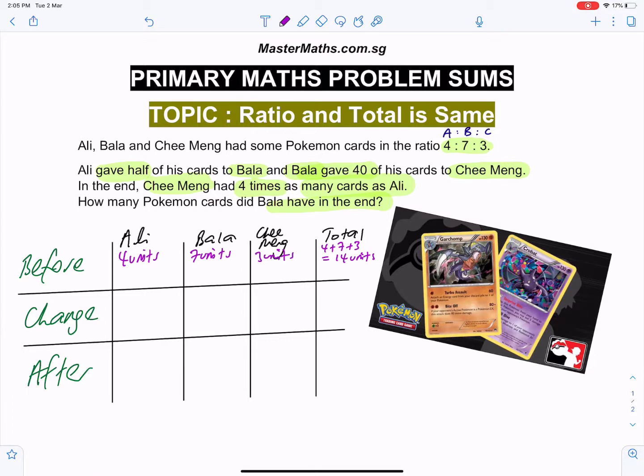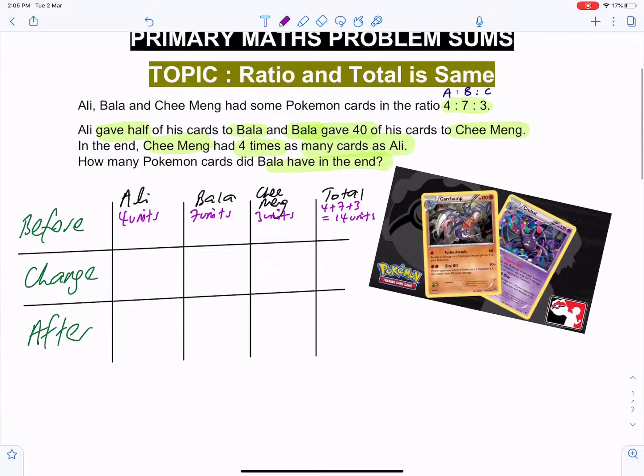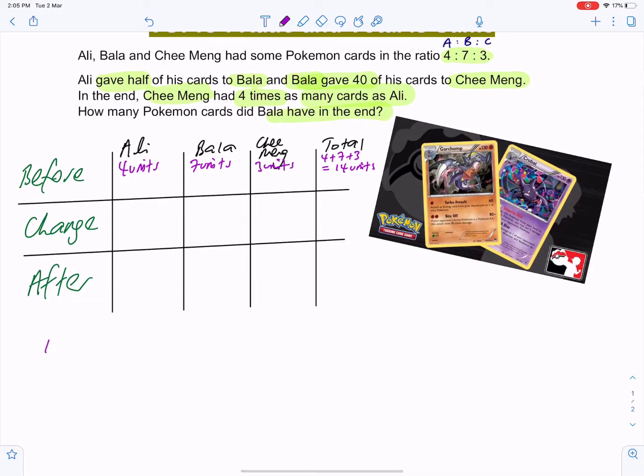Alright, and then there's a series of changes. Ali gave half of his cards to Bala. What is half of Ali's cards? Half times 4 units is actually 2 units. Where do these 2 units go? It went to Bala. So for Ali, you take away 2 units and put this for Bala. Bala now effectively has 7 plus 2.